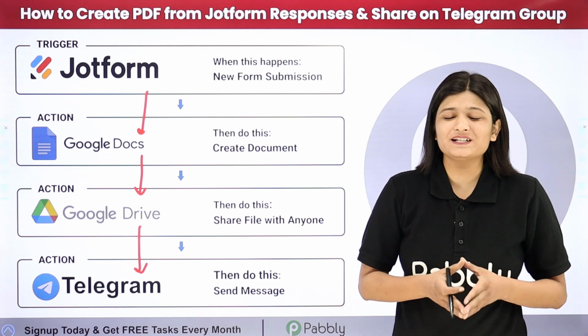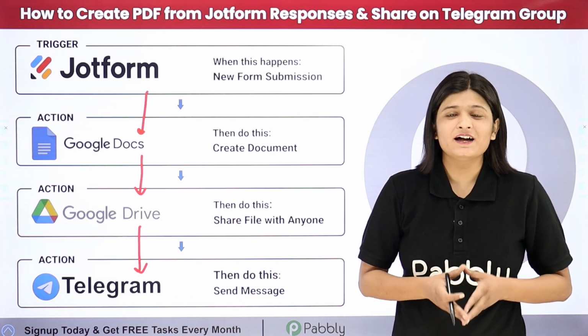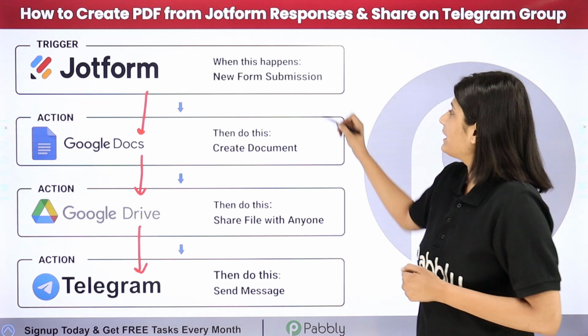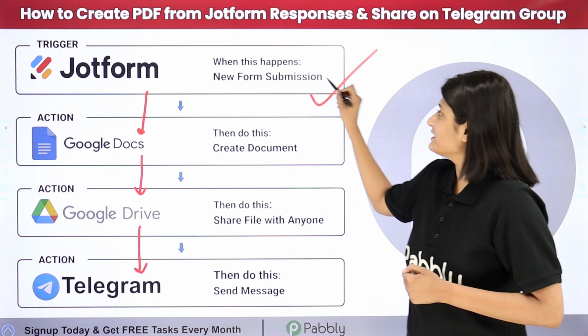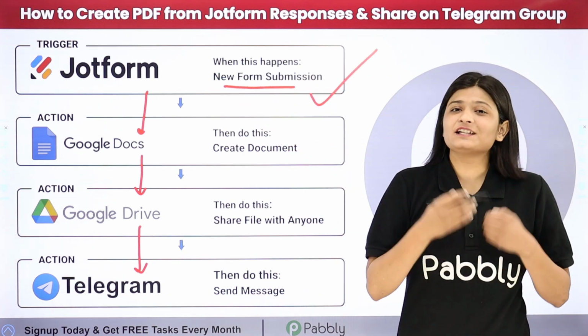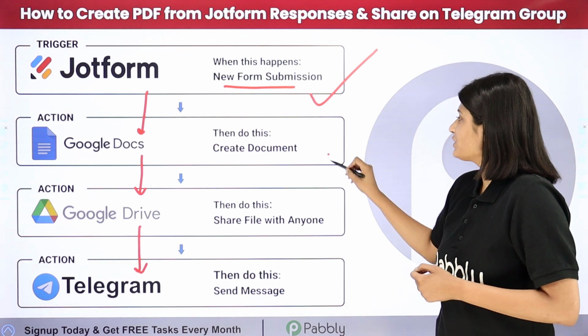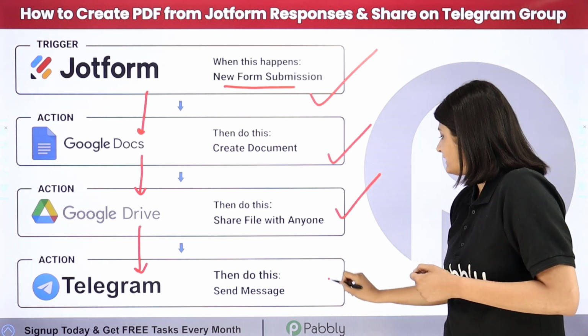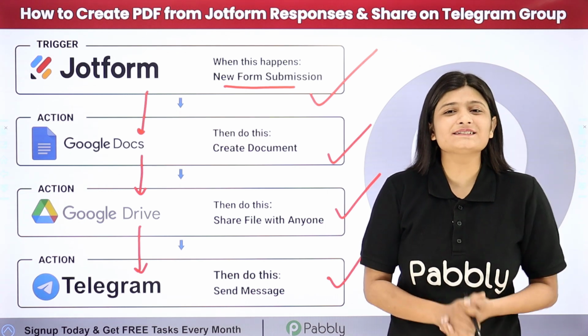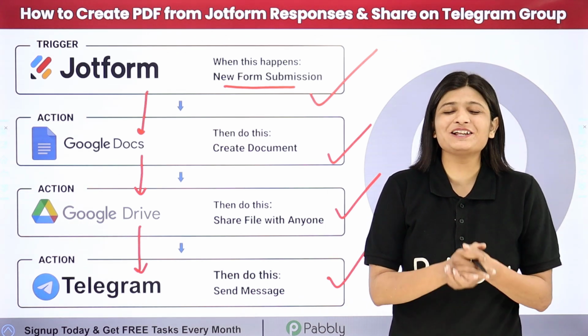Pabbly Connect runs on two principles, which is trigger and action. Here as my trigger application, I am going to take Jotform from where I will receive new form submission, and then in my action application, I am going to take Google Docs, Google Drive and Telegram bot. If you want to learn this amazing automation step by step, then let me take you all to my screen.